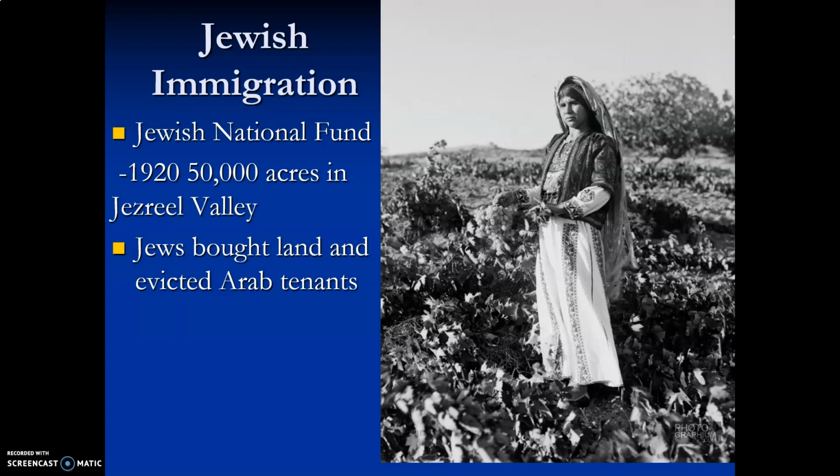Now, percentage-wise, though, even by 1939, only about 10% of the total cultivatable land in Palestine was Jewish. So only still about 10% of the land by the late 30s, okay, was Jewish owned. But it did have a big negative effect on many Arab peasants, okay? So that's one of the things you have to see.